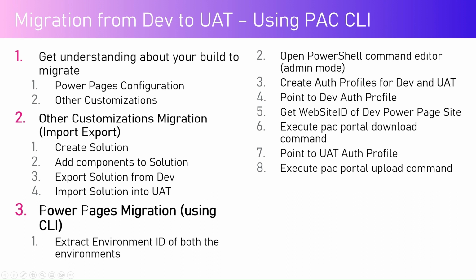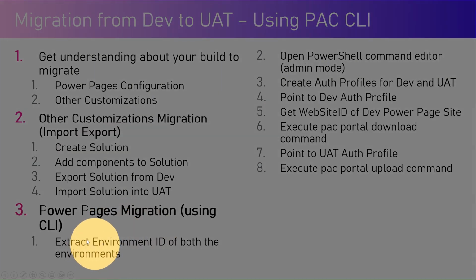First, you need to extract the environment ID of both the environments. That's important because this is going to go in your command. You open the PowerShell command editor in admin mode, or any other editor of your choice. Make sure that you have Pac CLI installed. You create an auth profile for dev and UAT. Point to the dev auth profile. Get the website ID of the dev Power Pages site. Execute the pac pages download command. Point to the UAT auth profile and then execute the pac pages upload command. So these are the steps we are going to follow.